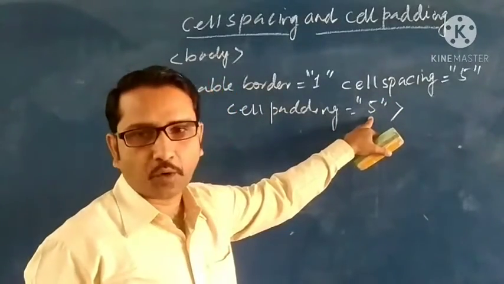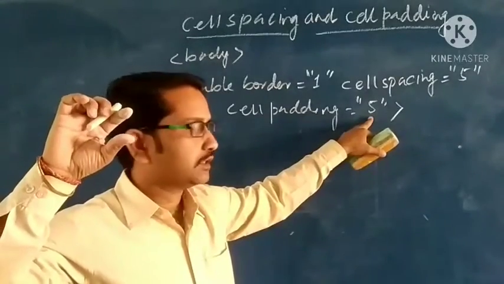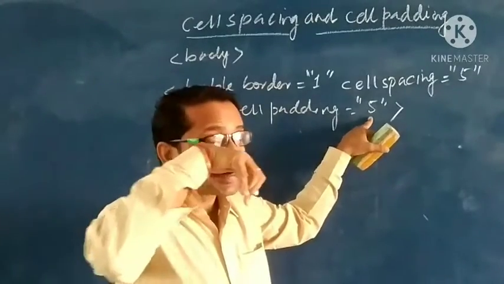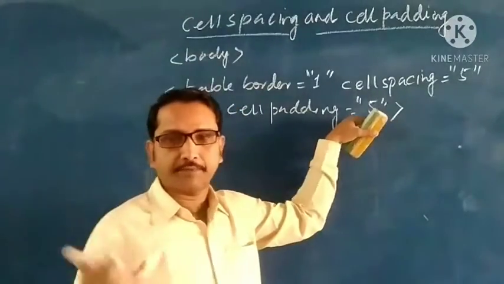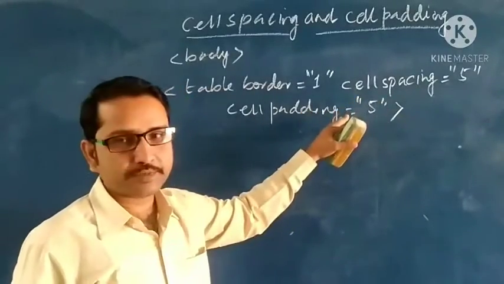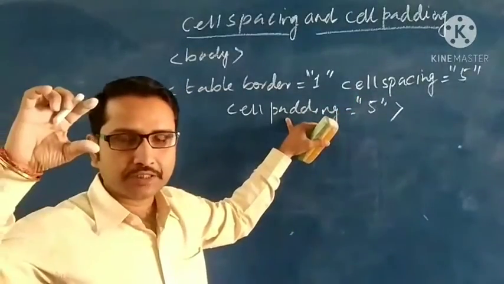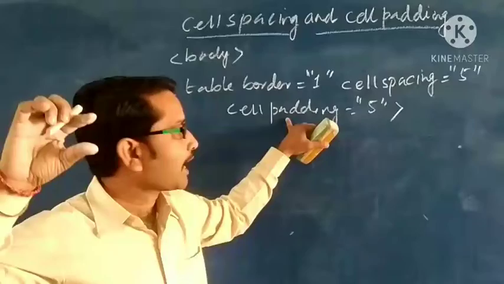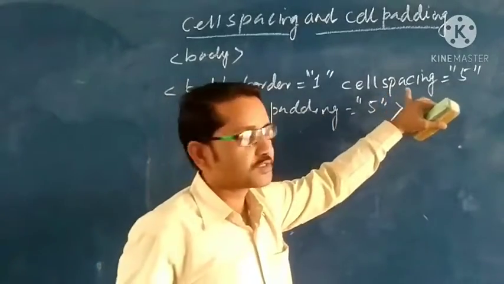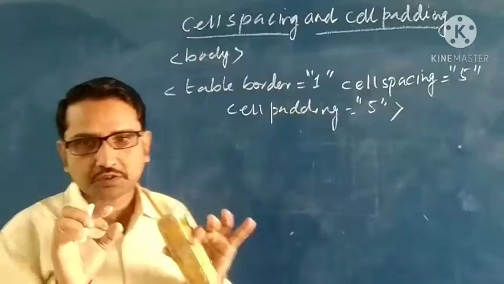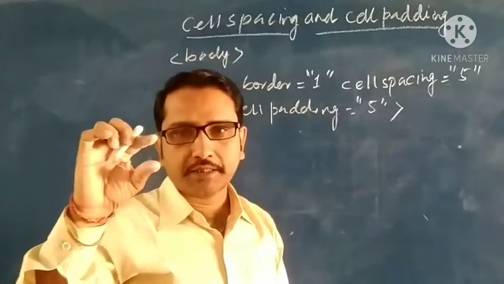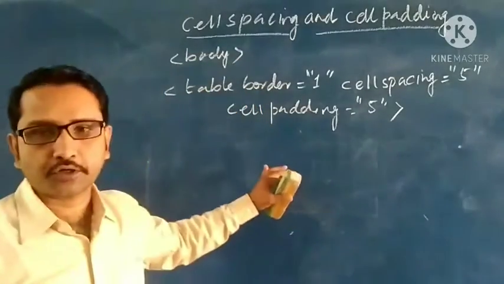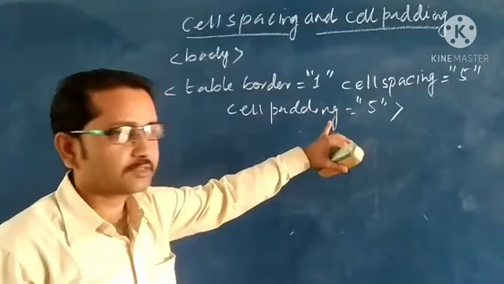So this 5 is the points, means the thickness of the cell content, cell border and table border. We know that cell padding is the space from the table border to the cell border, and within the cell border the cell spacing is the space from the table content, whatever content we are writing, to the content border. So it is the cell spacing and cell padding.